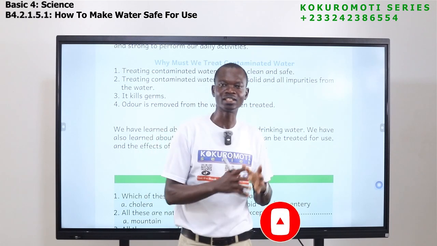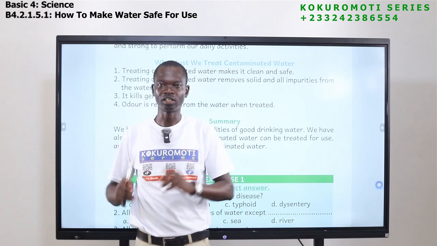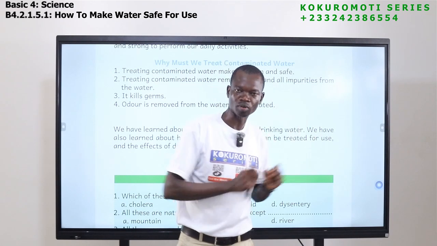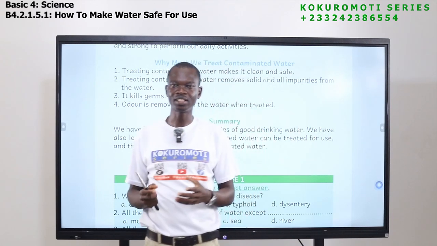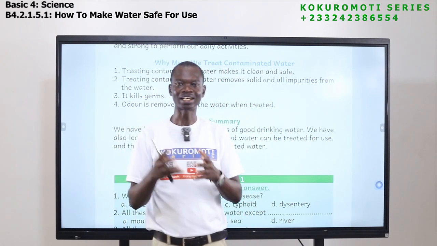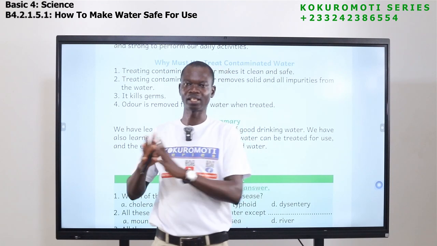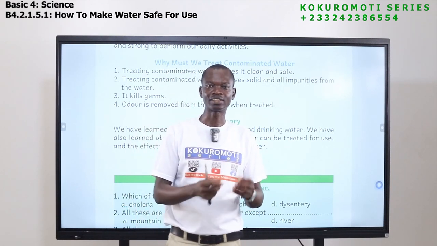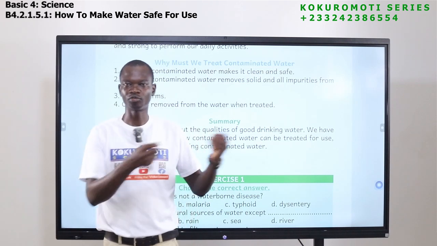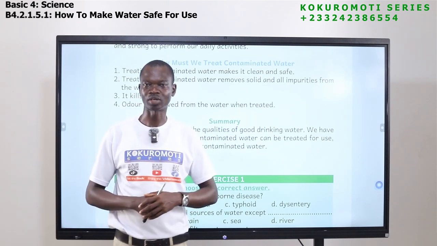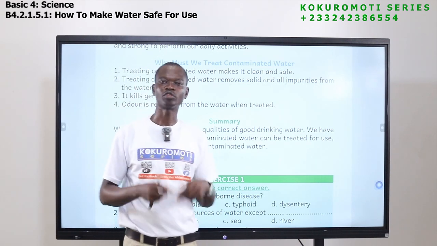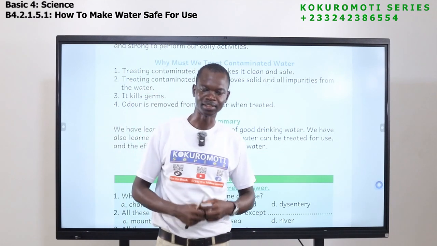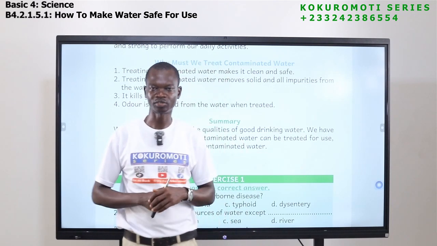We have also seen things about clean water. I mean, qualities of good drinking water. We have seen how to treat water that is contaminated, how to make it clean. We have seen dangers that can happen if we drink or use water that is contaminated. And we have also seen why you must treat water before we use it. So these are the things that we have learned today.